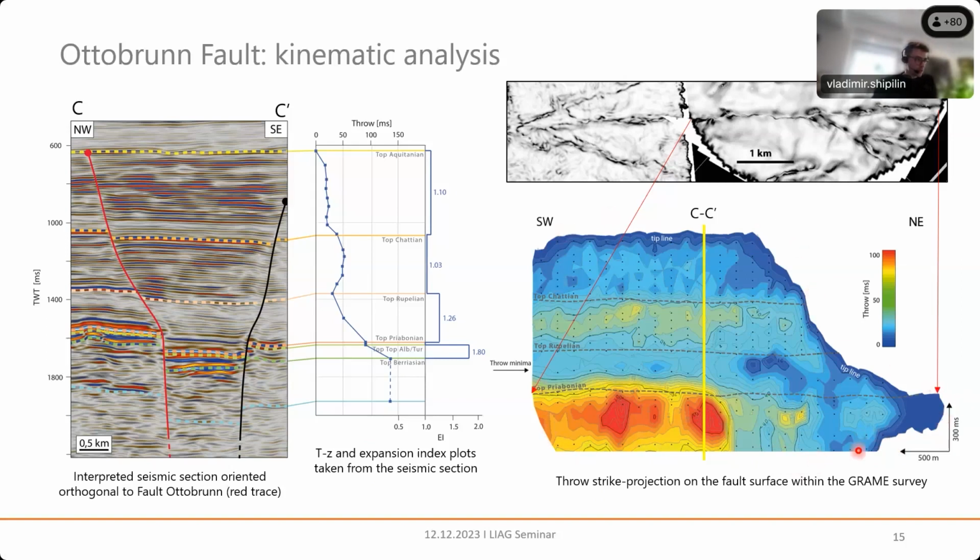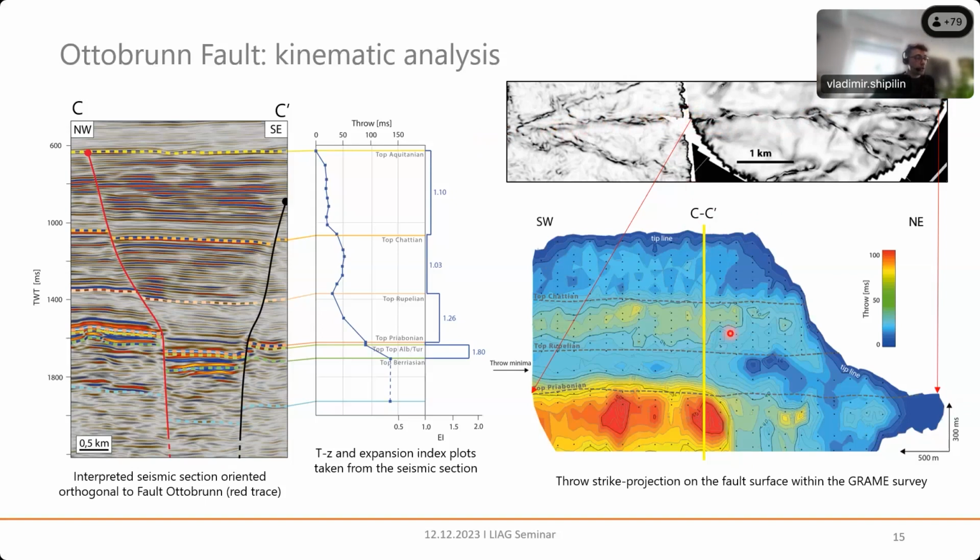This figure is basically a result of this process. And here it is important to note that I was able to do this high resolution throw mapping only for this portion of the fault, which was imaged by the GRAME survey. This was not possible for this portion of the fault, which is imaged by Unterhaching, because of some resolution constraints within this survey.